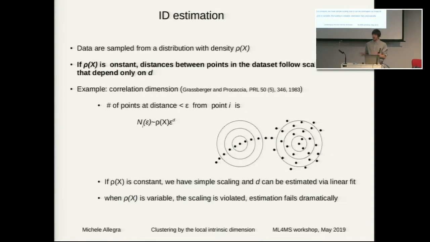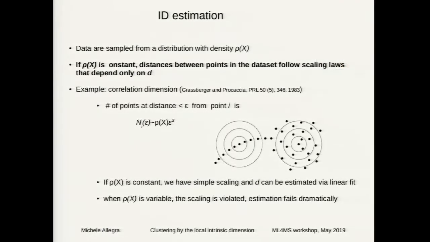The simplest example, and probably something you might even know, is the so-called correlation dimension, a concept that has been there for nearly 40 years. So if you take one point and consider the region around the point, the number of points within a given distance from the point scales as a function of the intrinsic dimension. So in the plot I show, imagine that points are on a one-dimensional manifold, so essentially a curved line.